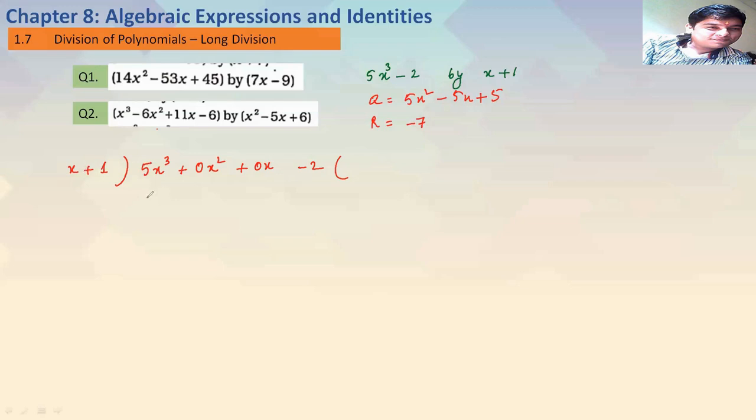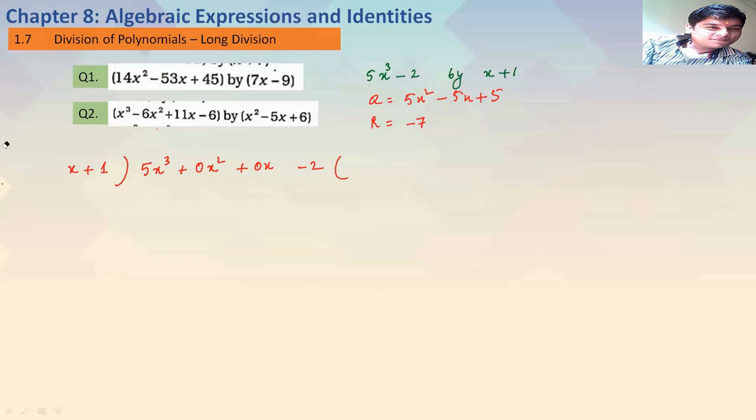Sometimes you'll find a divisor like 1 minus 2x. You'll have to change it to standard form. How will it become a standard polynomial? It will be minus 2x plus 1. So you've got to make it standard.